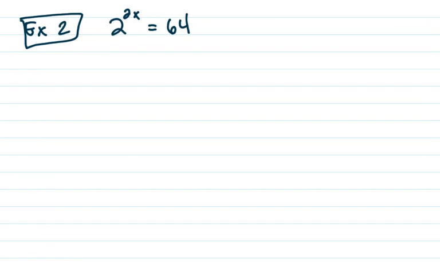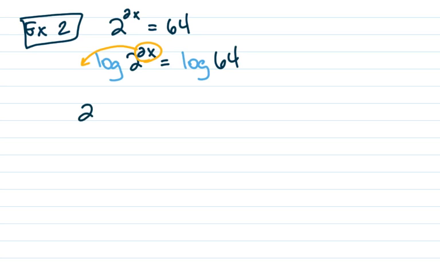So the first thing I need to do is take the log of both sides. So the log of 2 to the 2x equals log of 64. Now using my power property, I know that whatever is in my exponent or my power, I can bring out to the front. So then now I would have 2x log of 2 equals log of 64.